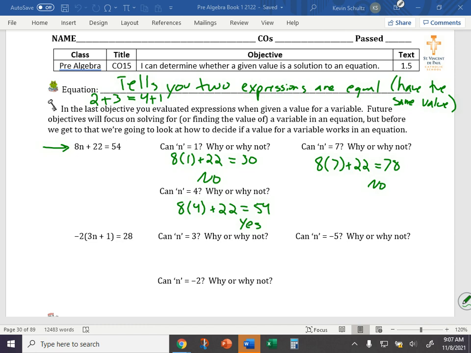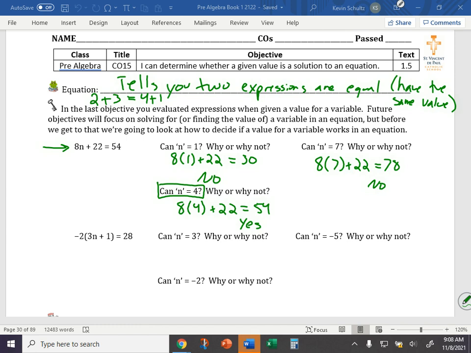Now, is 4 the only thing n can be, or are there other values out there too? Well, if we change the equation, then n could be other things, right? But if we kept it as 8n plus 22 equals 54, is 4 the only option? If you do 8 times 5 or 8 times 3, it's not going to be the same. Yeah, 4 is the only value for the variable, okay? Because it's the only way when you multiply 8 by a number and add 22, 4 is the only one that gets you to 54.